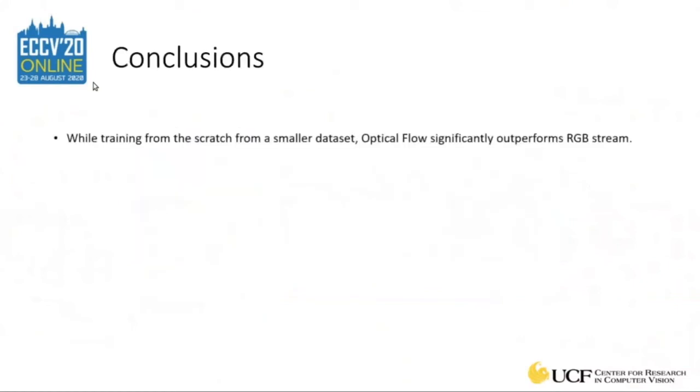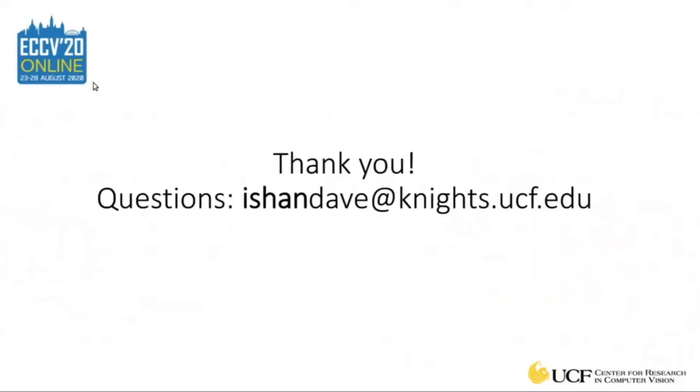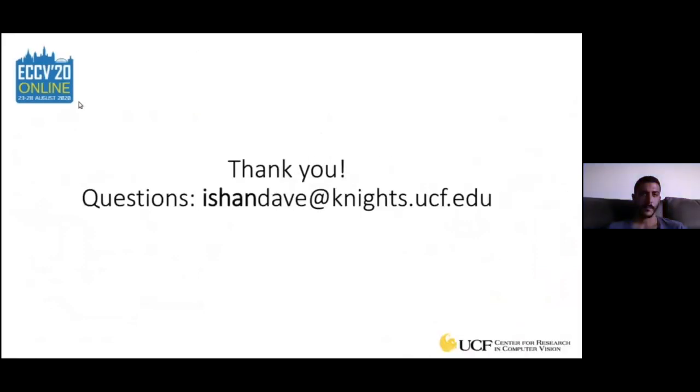So in conclusion, while training from scratch on a small dataset, optical flow significantly outperforms the RGB stream. And the multi-validation strategy helps in boosting the performance, as well as reducing the training computational requirements. So if you have any questions, just ask me on this email. Thank you.